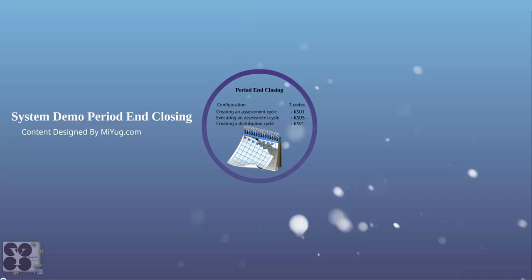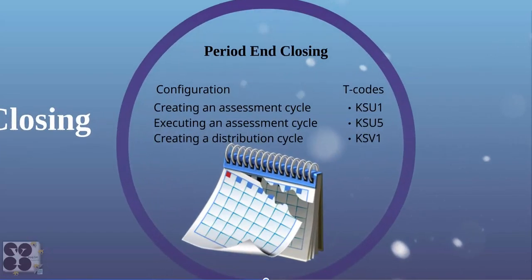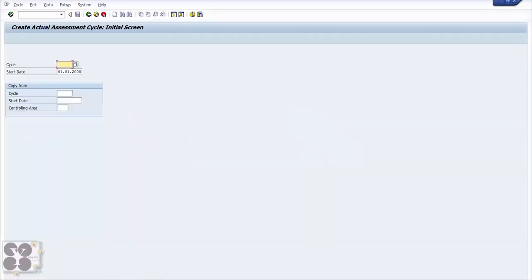Period end closing. This period end closing, in terms of actual costing posting, covers how an assessment cycle works and how a distribution cycle works. Creating an assessment cycle in SAP by using T code KSU1. Let's see how to create an assessment cycle. Let's open the T code again, /n KSU1.